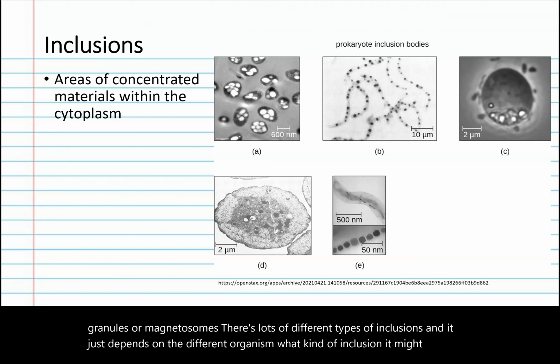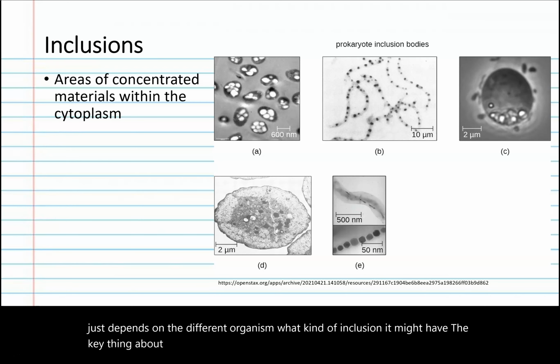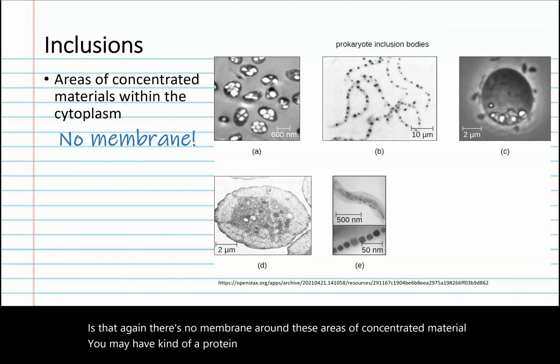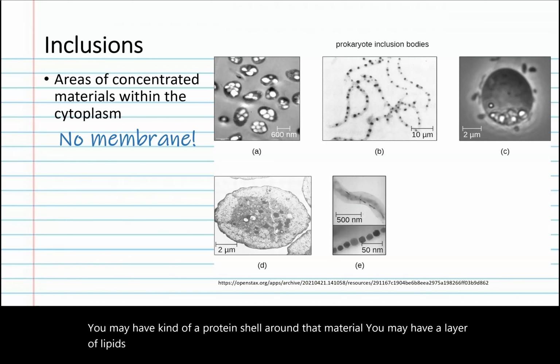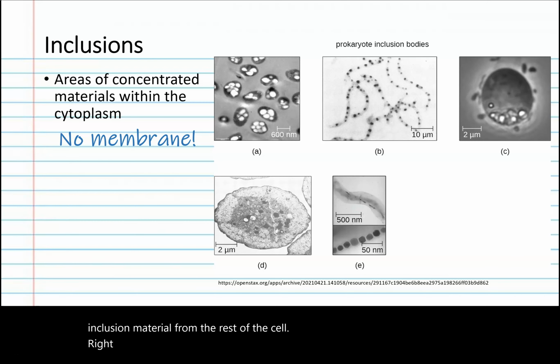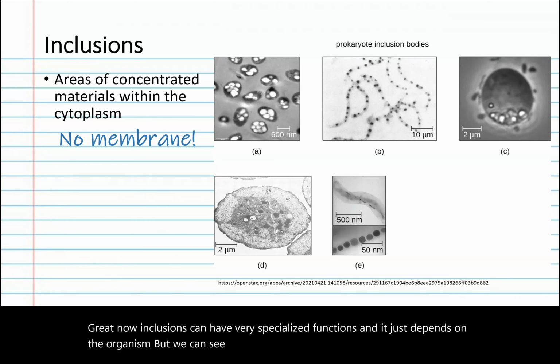The key thing about inclusions is that, again, there's no membrane around these areas of concentrated material. You may have kind of a protein shell around that material. You may have a layer of lipids around that material, but there's no phospholipid bilayer dividing the inclusion material from the rest of the cell. All right. Now, inclusions can have very specialized functions, and it just depends on the organism. But we can see them under the microscope, especially when we use the electron microscope.